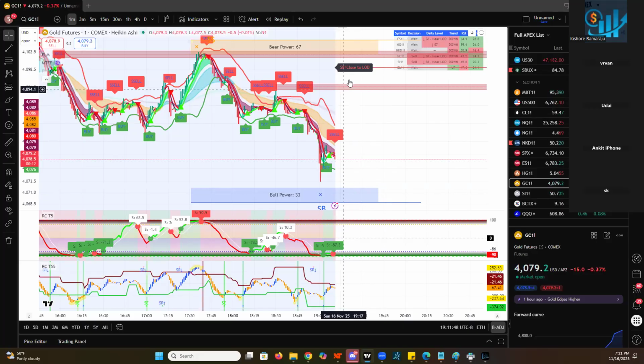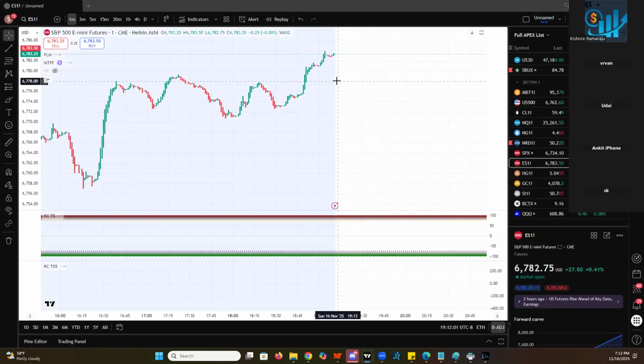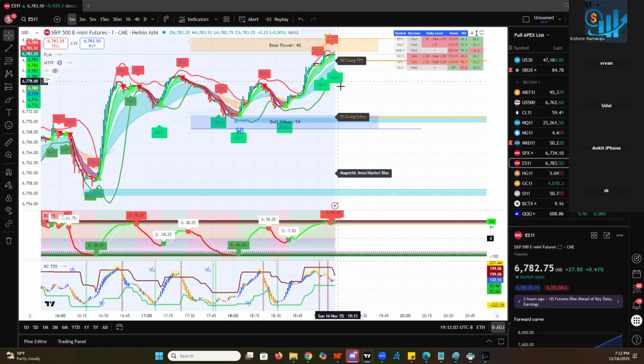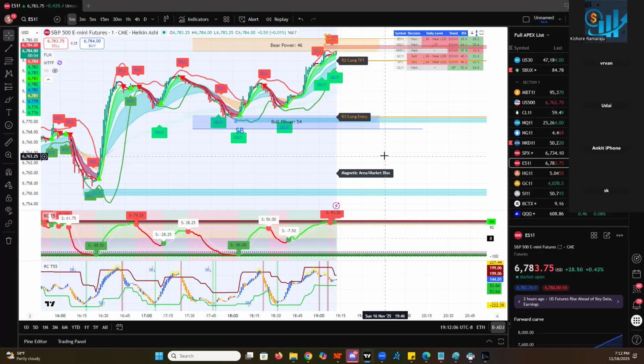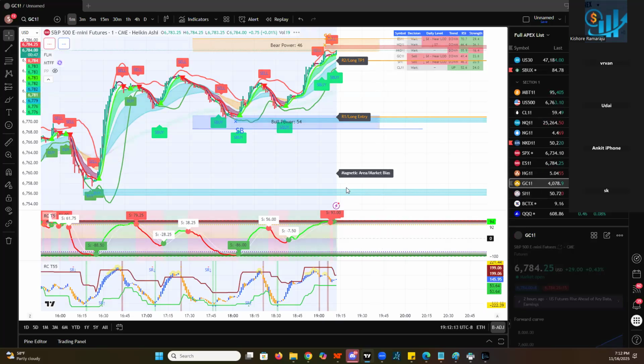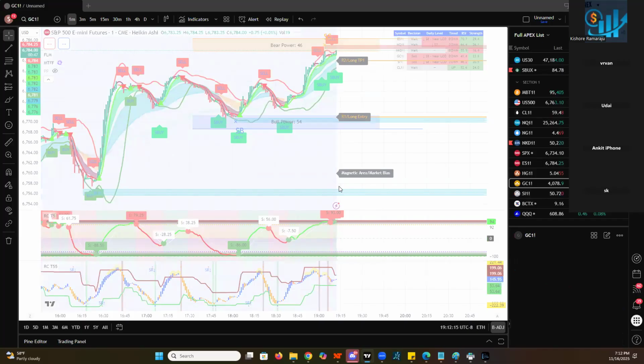Oh okay. So basically, we usually take only calls at the support levels, right? Not at the resistance levels. No, no. Resistance means it is bullish, right? It is above the magnetic level, that means it is going up. Oh okay, so the market is bullish. If it is above magnetic, it means buyers are in control. If it is below magnetic, that means sellers are in control.